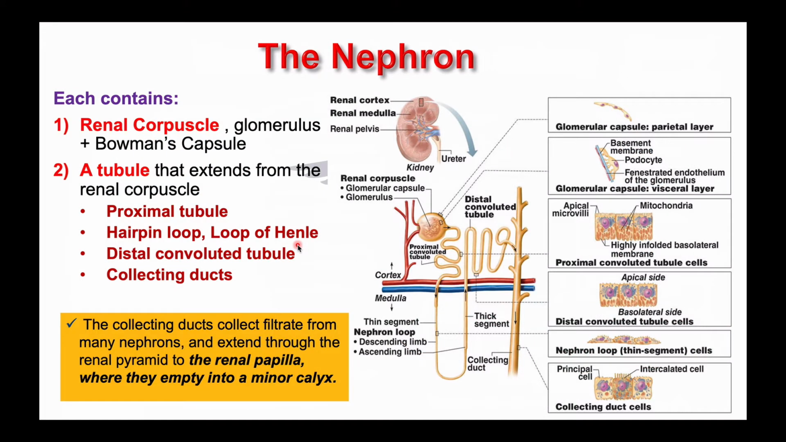So let's go to the microscopic structure of the kidney. As I told you, there are 1 million nephrons in each kidney. Studies say that 10% of the nephrons are enough to produce enough amount of urine. This is what the study says.